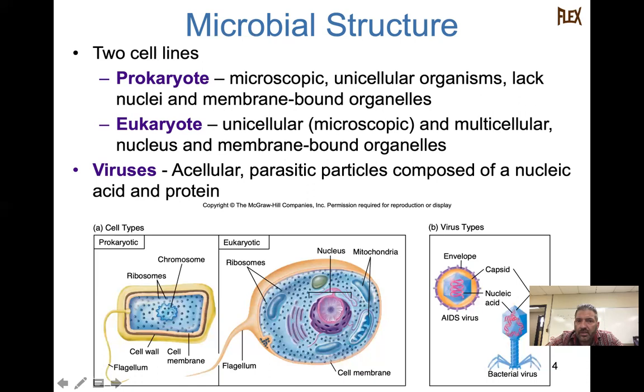All right. And then viruses are acellular parasitic particles composed of nucleic acid and protein. So if we had 100 scientists in a room, 50 would say this thing is alive, 50 would say it's dead.